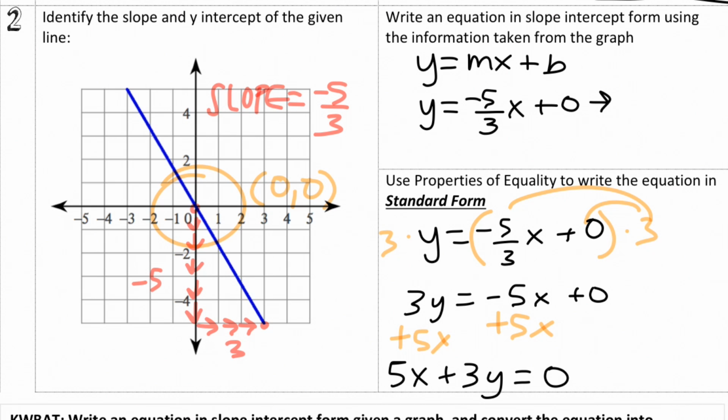And now the last part is that you cannot have a negative x, but if I look at my x, it's not negative, so we're actually done. So what you've done is you've started with a graph, you found the slope and the y-intercept, that lets you write it in slope-intercept form, and then using your algebra skills, you were able to write it in standard form.